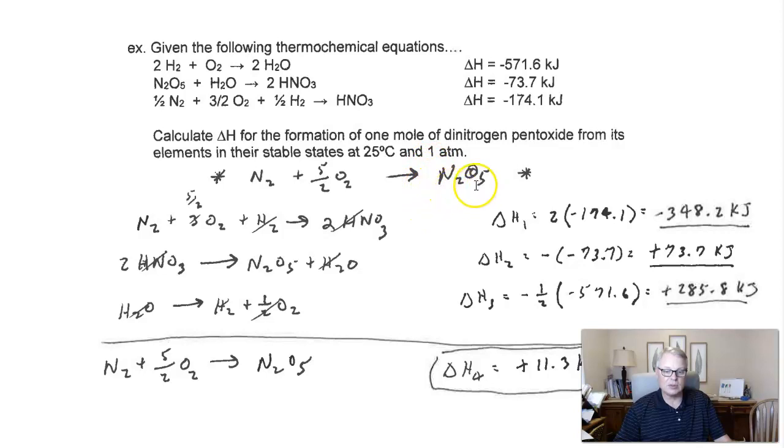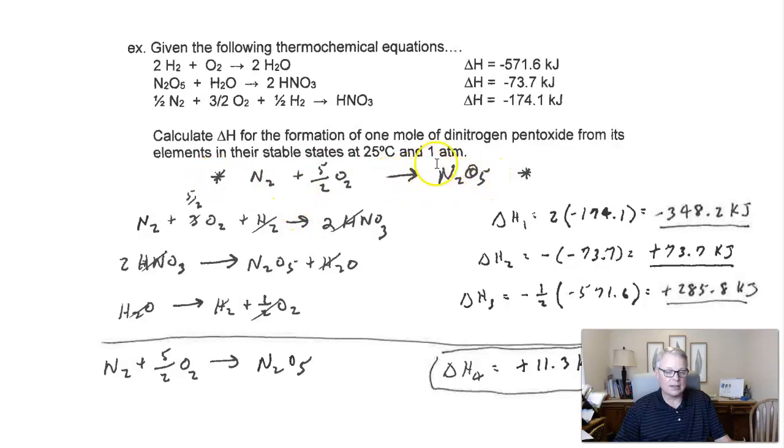Okay, so how many nitrogens do I need on the left-hand side? Well, I need 2. Do I have 2? I do, so that's good. How many oxygens do I need? Well, I need 5. But this is O2. I can only add them 2 at a time. Do you see that if I had 2 moles of O2, that's 4 oxygens? If I had 3 moles of O2, that's 6 oxygens. So what I need is 2.5 moles of O2 to give me my 5 oxygens. 2.5 moles in fractional form is 5 over 2, or 5 halves. So that's where we got the 5 halves from. And now my equation is balanced.